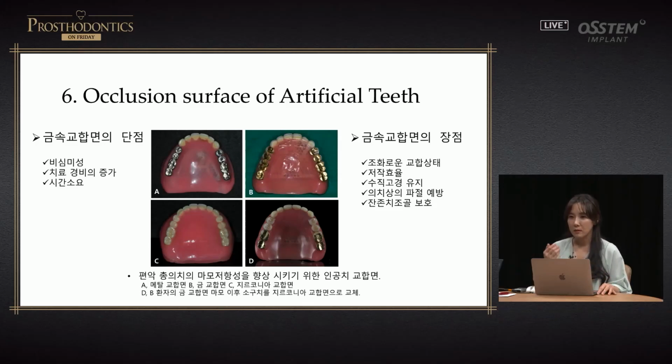We used to use a porcelain occlusal surface quite a lot, but it is noisy and has a high fracture rate. So these days I try to apply zirconia. If you look at B and D photos, there are natural teeth on the mandible and severe wearing on the gold occlusion. So premolar areas were replaced with zirconia.